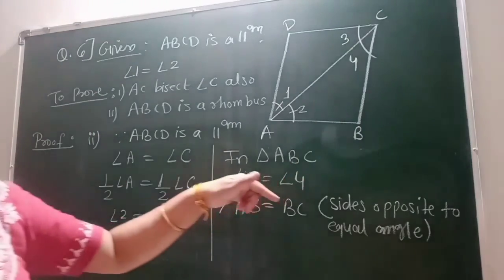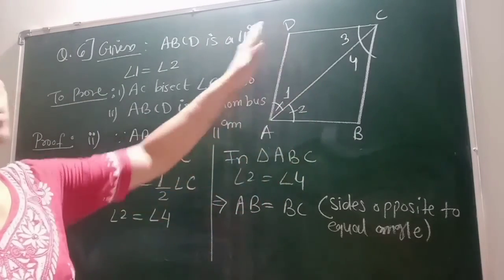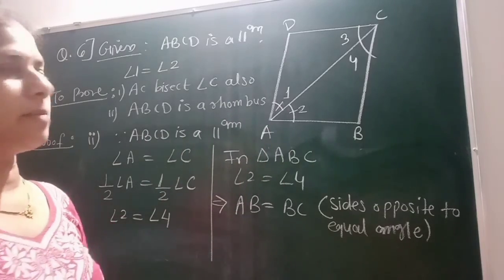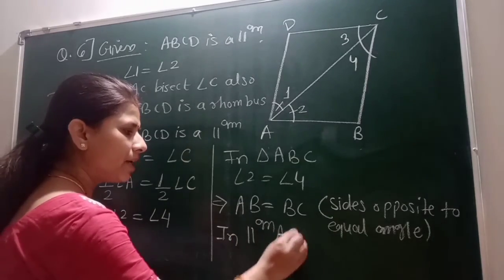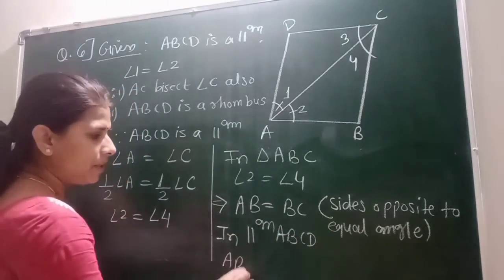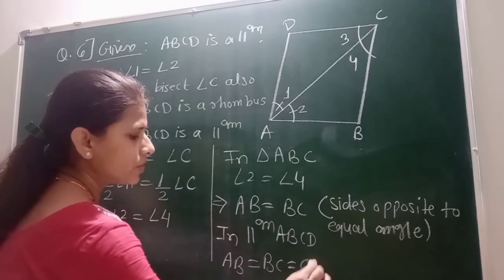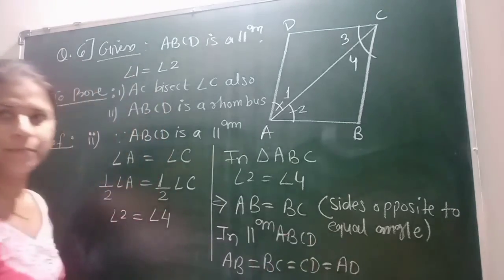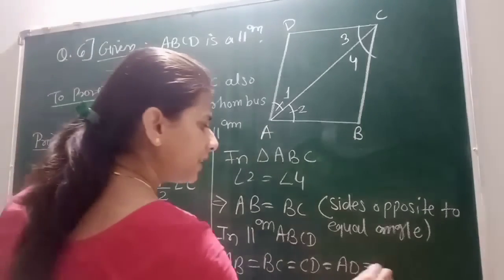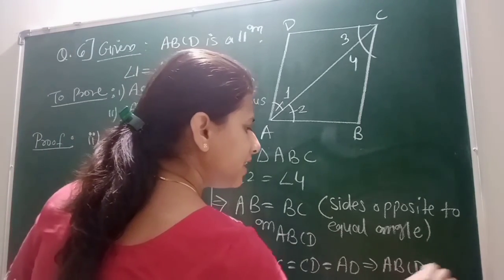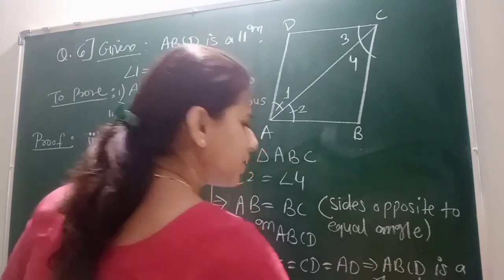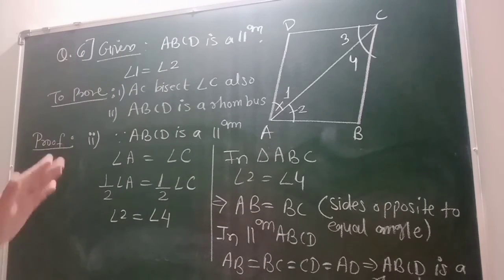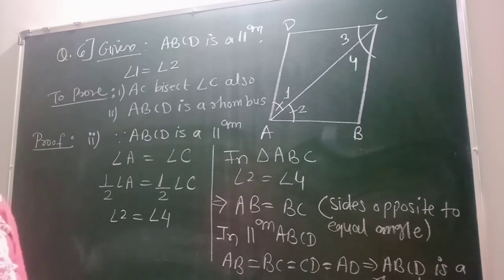Okay student, since ABCD is a parallelogram, opposite sides are equal, and now we just proved that adjacent sides are also equal. So what we get is that in this parallelogram, all sides are equal. It means ABCD is a rhombus. So in parallelogram ABCD, AB equals BC equals CD equals AD. This shows that ABCD is a rhombus. Okay student, for proving these types of questions, please revise all the properties of every quadrilateral again and again.